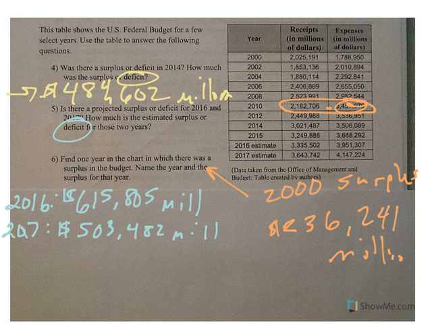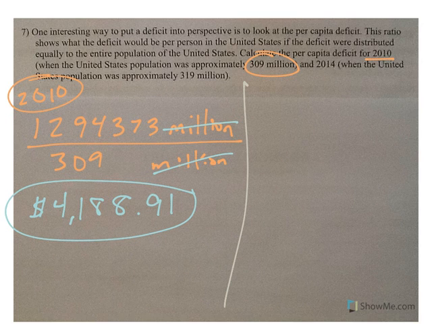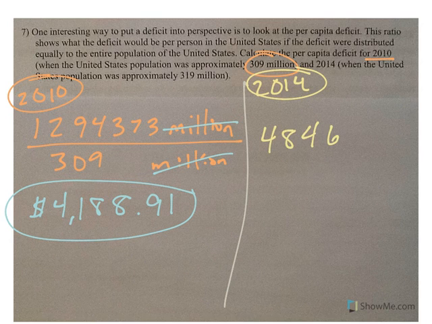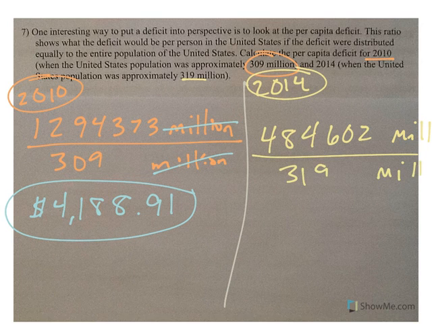For 2014, we actually found the deficit here, but same concept, right? Find the difference. So the answer to number 4 is the start for 2014. The deficit in 2014 was 484,602 million, and they tell us the population was 319 million.